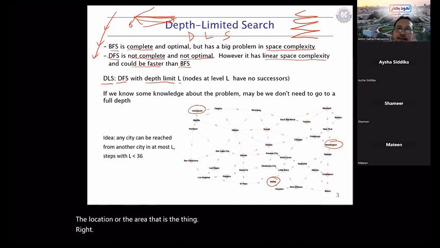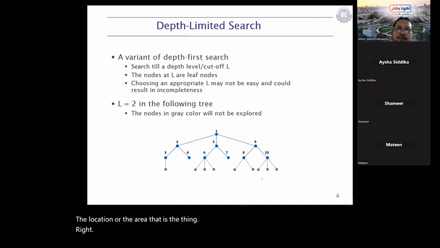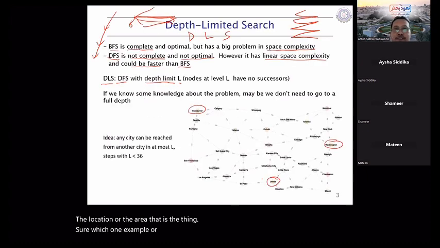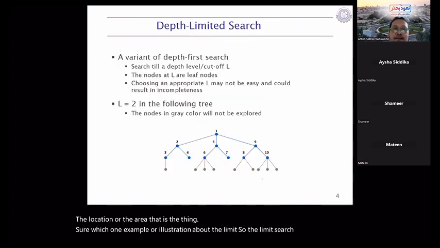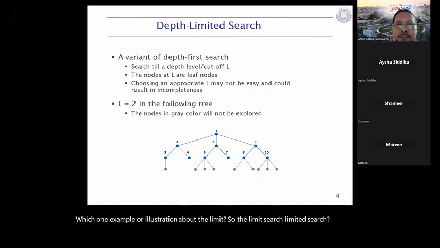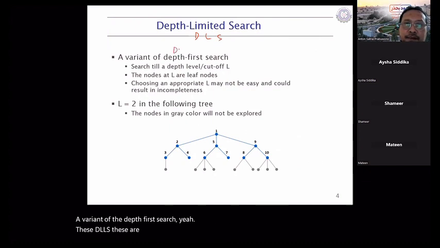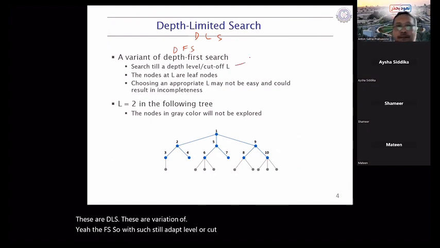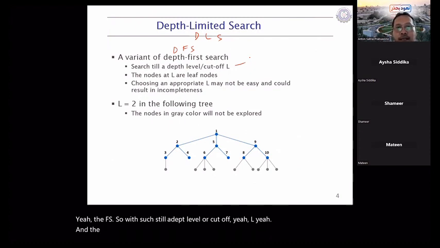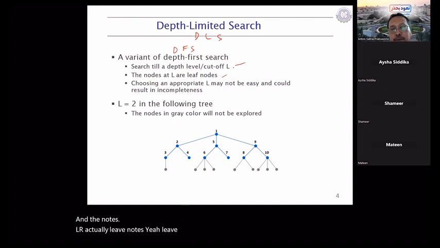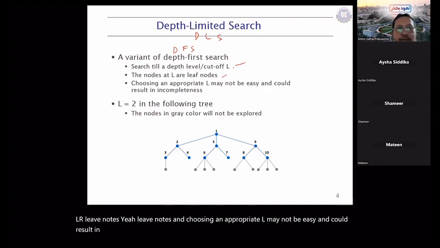So that is one illustration about the depth limit. Depth limited search is actually a variant of depth first search. It searches still with a depth cutoff L, and the nodes at level L are treated as leaf nodes. Choosing an appropriate L may not be easy and could result in incompleteness.